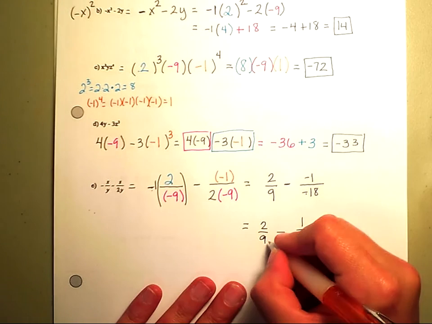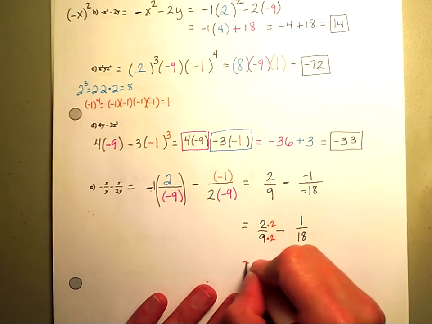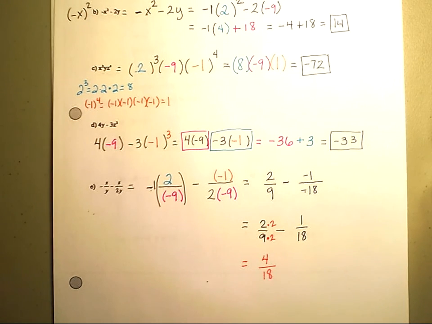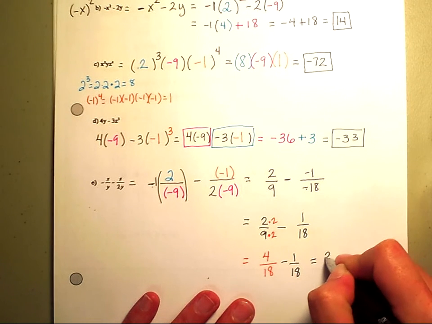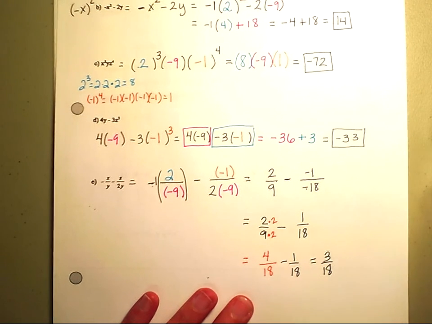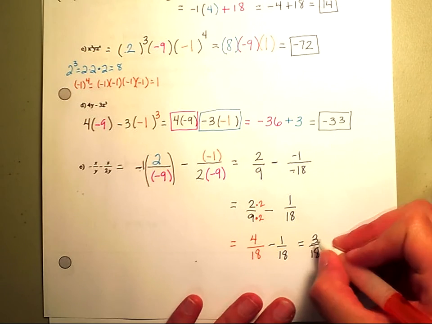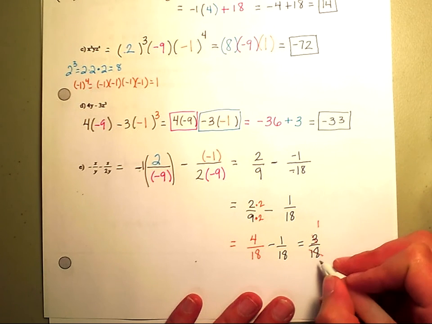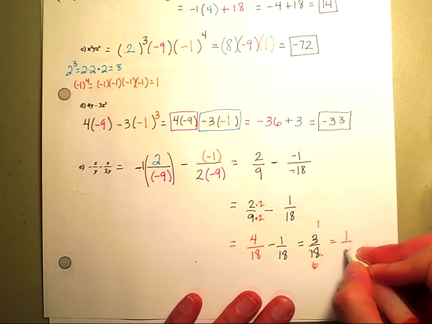Then we'll multiply by 2 to get a common denominator because we're subtracting. So this is 4 over 18 minus 1 over 18, which is equal to 3 over 18. But we always need to check and make sure that we don't have any reducing that can happen. And we do. 3 goes into itself once, and 3 goes into 18 six times. So this is the same thing as 1/6.